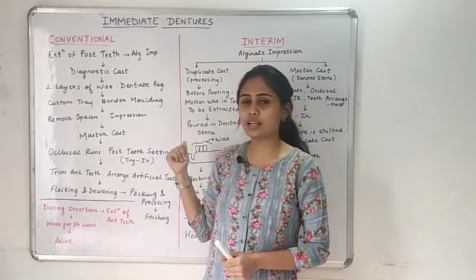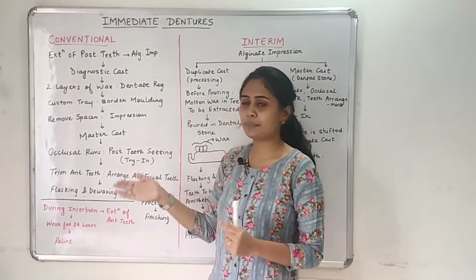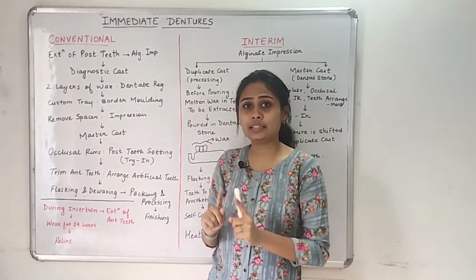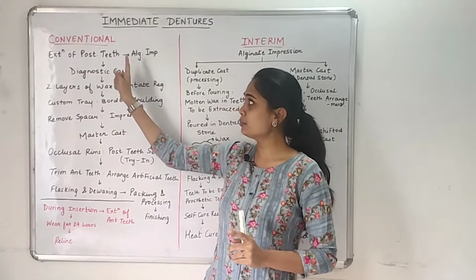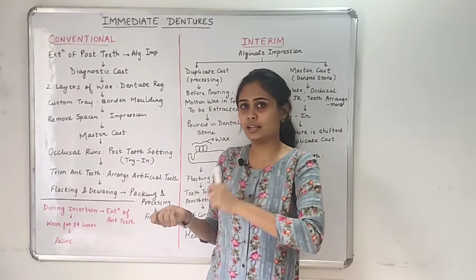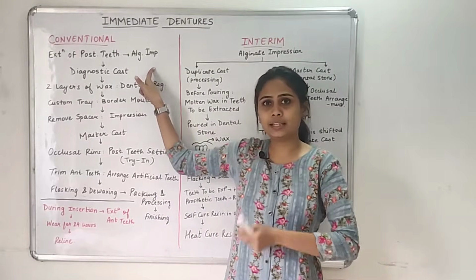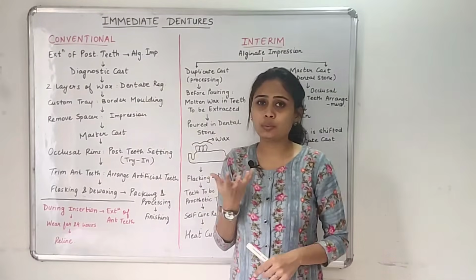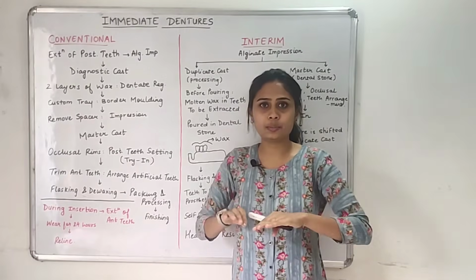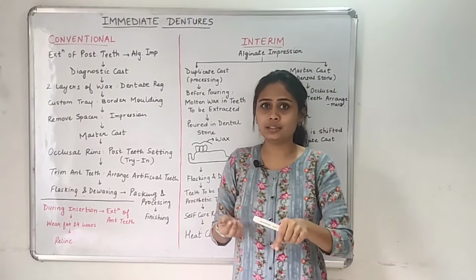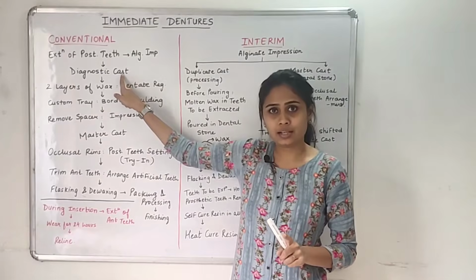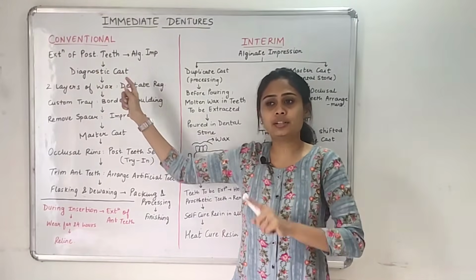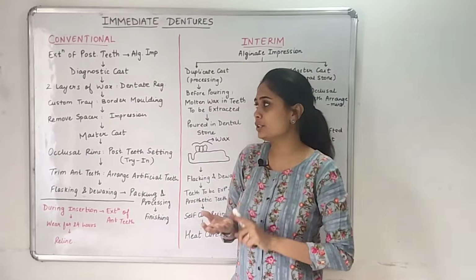So first, looking at the conventional immediate dentures. Here when the patient comes to you, you extract the posterior teeth of the patient. The anterior teeth are still present. You just extract the posterior teeth and you take an alginate impression. After making the alginate impression, you make a diagnostic cast. On the cast, there will be ridges in the posterior areas and there will be teeth in stone in the anterior areas, because we haven't extracted the anterior teeth. So anterior teeth will be on our cast, in stone.